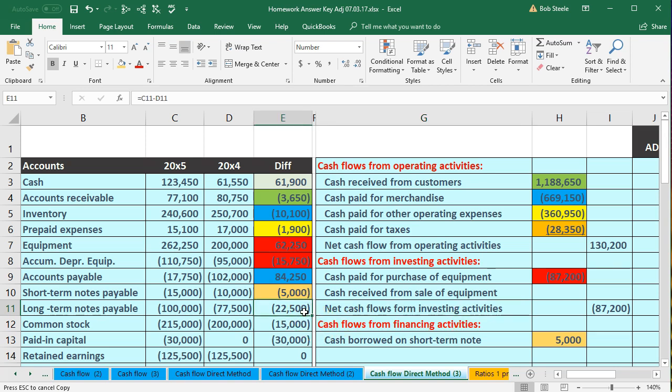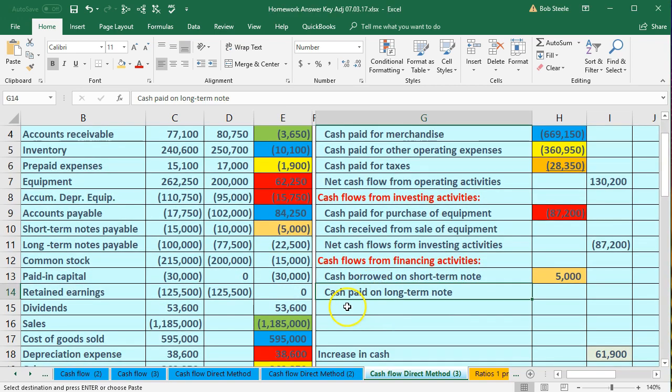long-term note payable, same argument. So here it went from 77.5 up. So you would think, again, we borrowed more money. But I know that we actually flipped it. So I'm going to use a term saying cash paid, because even though I would assume we borrowed money, I know we actually paid money because we financed the equipment.